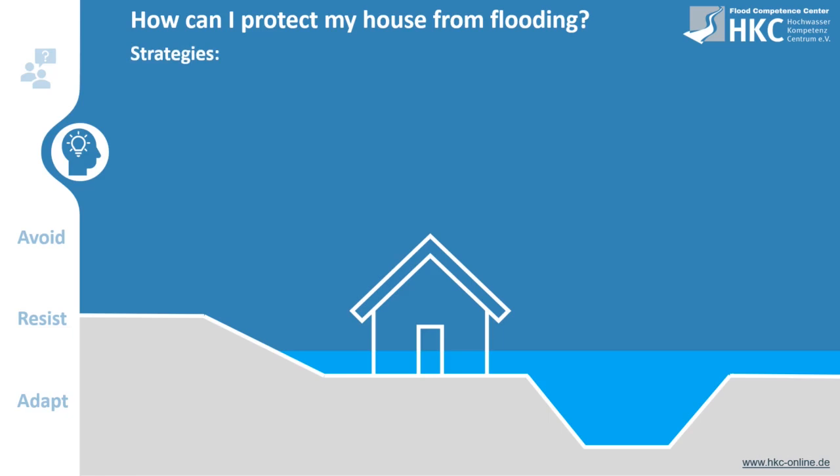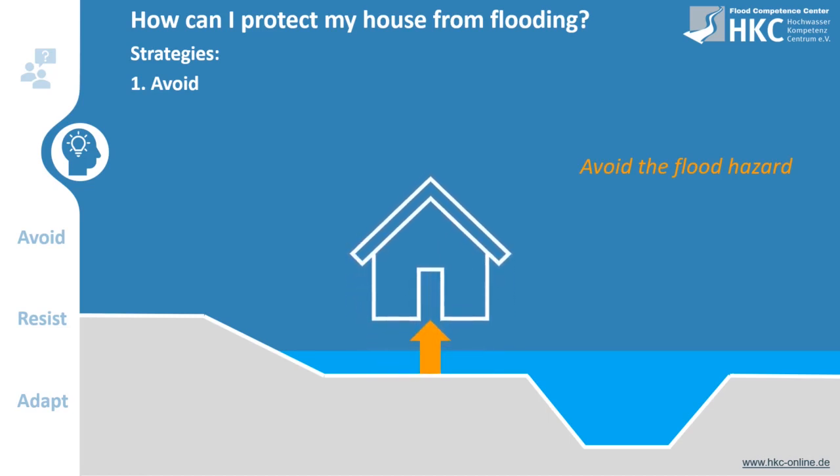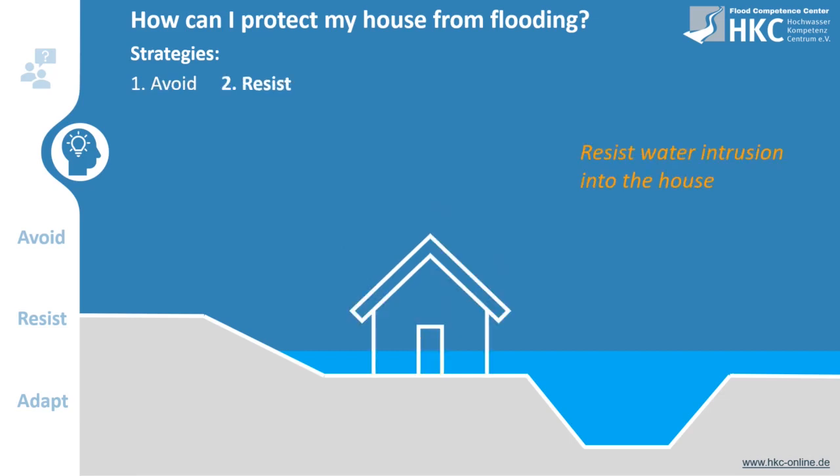The first strategy is avoid. To avoid the hazard is the best way to reduce damages from flooding. For this strategy, the house must be built outside the flood zone. The second strategy is resist. The strategy of resistance is aimed at preventing water from entering the house and allowing it to withstand a flood without damages to the house.